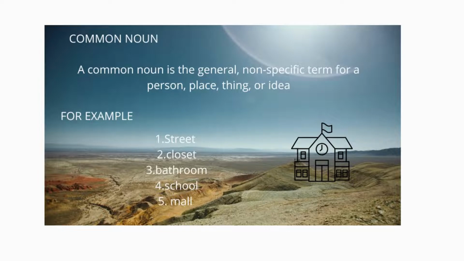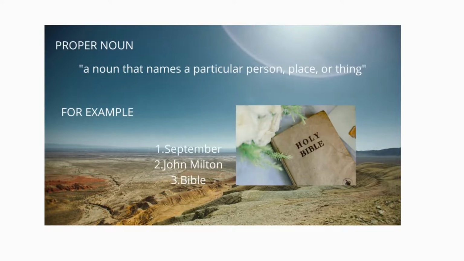What is common noun? A common noun is a general, non-specific term for a person, place, thing, or an idea. Keep remember that general and non-specific term belongs to the common noun. The examples are street, closet, bathroom, school, and wall. All these are common things. They are not specific, so they are general and non-specific term for a person, place, thing, or an idea respectively.